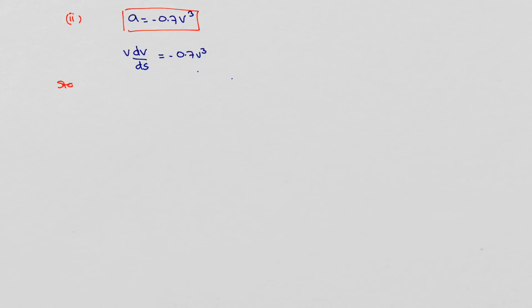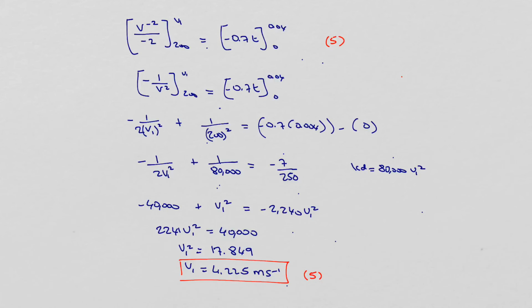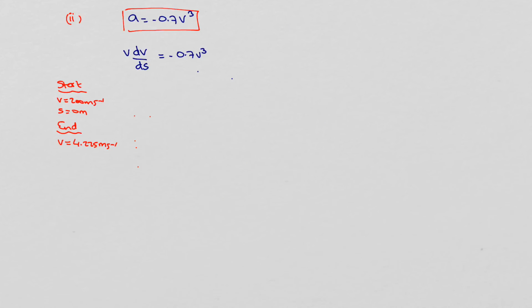So therefore, what are our start limits in terms of displacement and velocity, and what are our end limits? Well, we know at the start that the velocity is 200 meters per second, and we know that it hasn't moved. And at the end, we've just worked out that its velocity is 4.225 meters per second. That's because, of course, we were looking at the time frame of 0 to 0.04. That's the only reason we're using this velocity. And therefore, s is what we're trying to find.